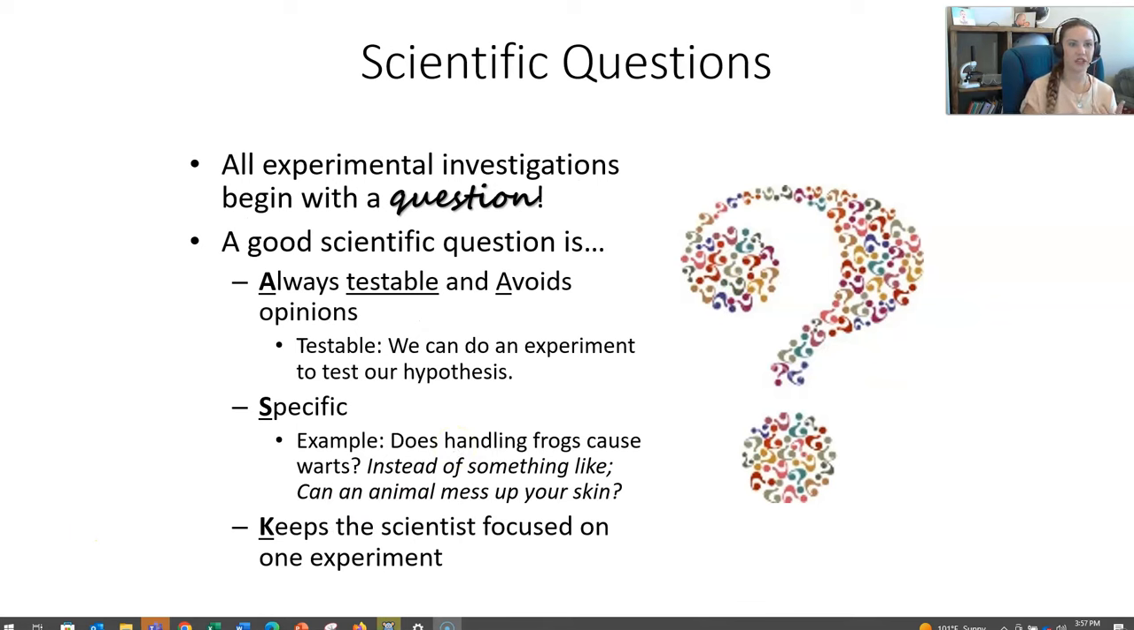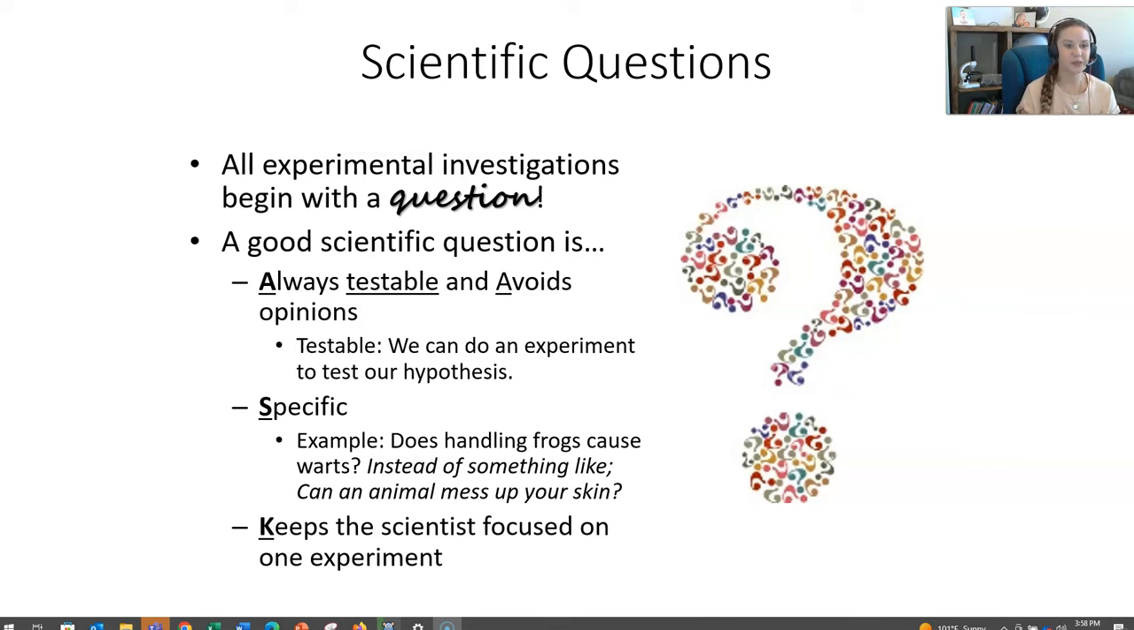A good scientific question must always be testable and it avoids opinion. So something that would be testable would mean, like, can we do an experiment on it? Can we test this question? So we could say something like, does handling frogs cause warts? We know what we're going to handle, frogs, and what they cause, warts. Instead of saying, can an animal mess up your skin? This is not specific enough, okay?